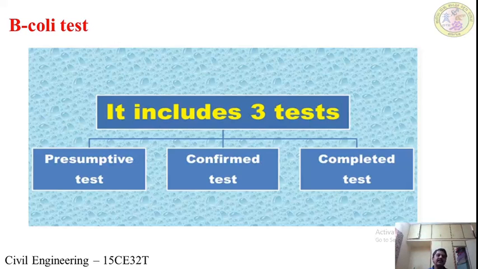The E. coli test involves 3 tests. The first one is the presumptive test, the second one is the confirmed test, and the third one is the completed test. Let us see what these presumptive, confirmed and completed tests are.